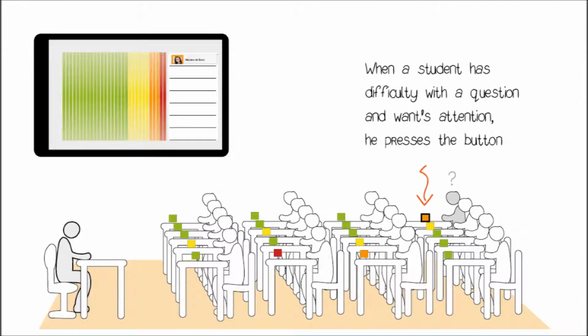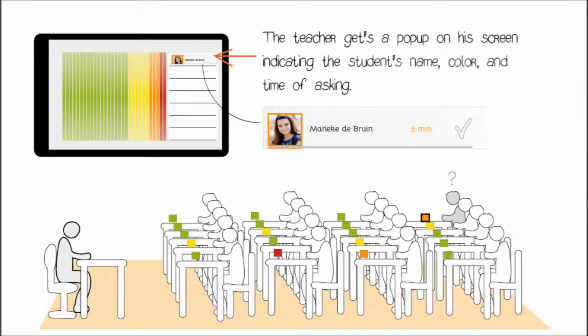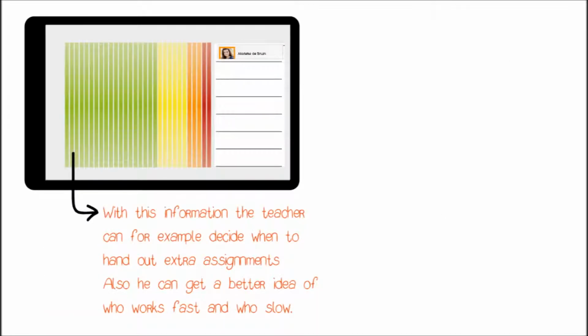When a student has difficulty with a question and wants attention, he presses the button. At that time, the teacher gets a pop-up on a screen indicating the student's name, color, and the time of asking attention. With this information, the teacher can, for example, decide when to hand out extra assignments for those who are finished. Also, he can get a better idea of who works fast and who's slow.